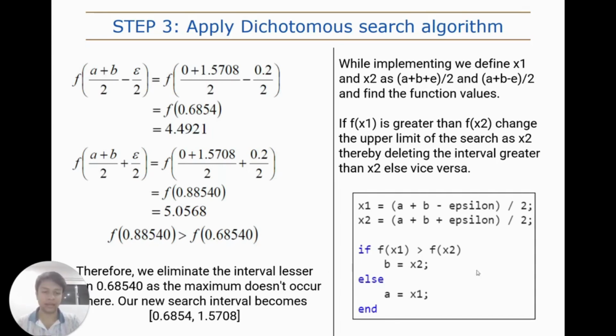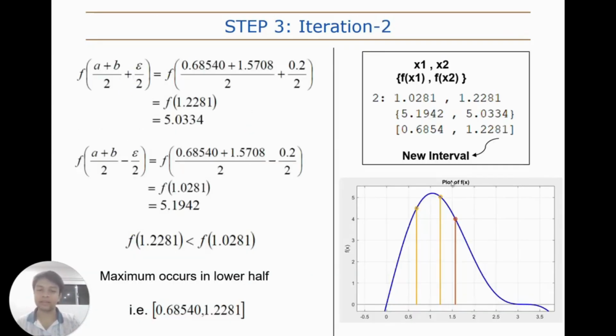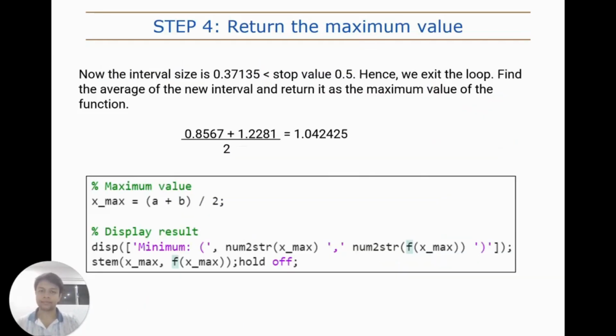We implement the same in MATLAB. We run iteration 1 and our new interval becomes 0.6854, 1.5708. We then repeat the same process for as many iterations until the stopping criteria is met.